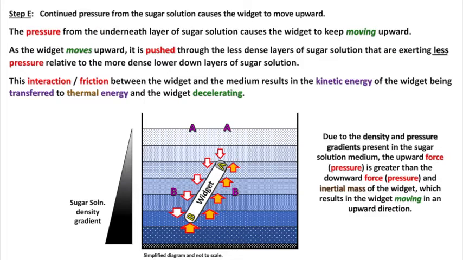Step E. Continued pressure from the sugar solution causes the widget to move upward. The pressure from the underneath layer of sugar solution causes the widget to keep moving upward. As the widget moves upward, it is pushed through the less dense layers of sugar solution that are exerting less pressure relative to the more dense lower down layers of sugar solution. This interaction friction between the widget and the medium results in the kinetic energy of the widget being transferred to thermal energy and the widget decelerating. Due to the density and pressure gradients presented in the sugar solution medium, the upward force, pressure, is greater than the downward force, pressure, and the inertial mass of the widget, which results in the widget moving in an upward direction.